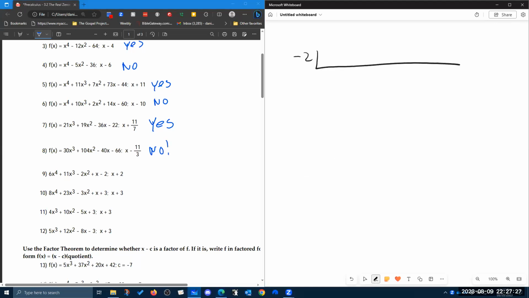-2 for our 0. And we've got 6, 11, -2, 1, and -2. 6 times -2 is -12. We're going to add to get a -1, multiply to get a +2, add to get a 0, multiply to get 0, add to get 1, multiply to get a -2. And that gives us a -4. So this is no.